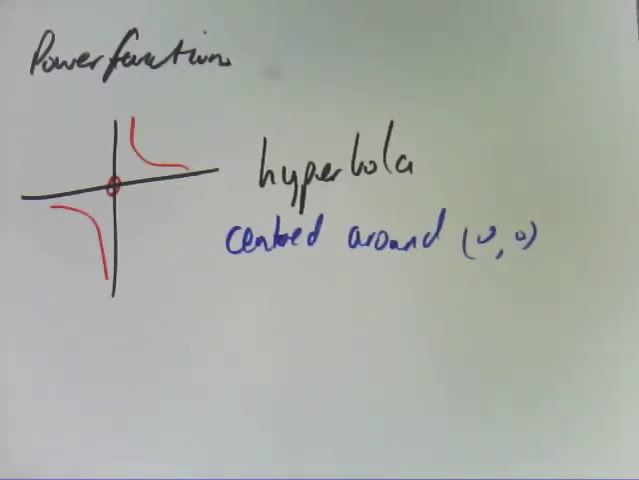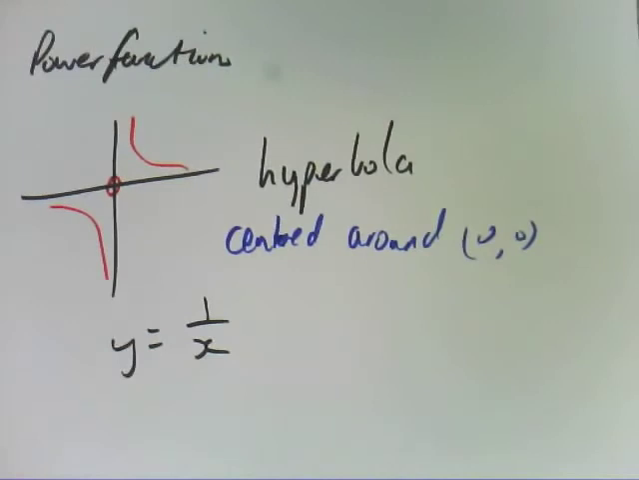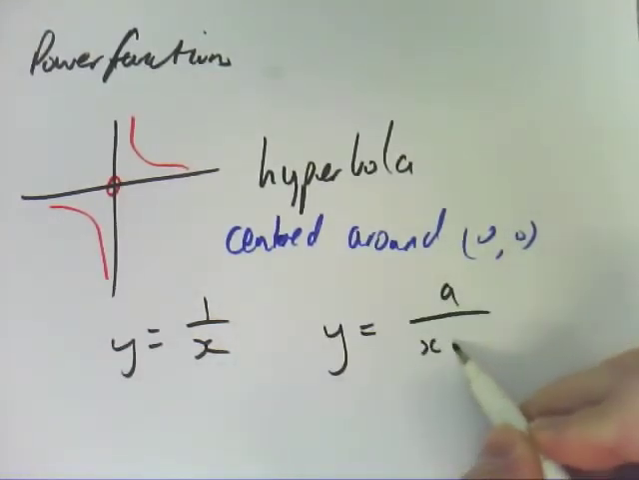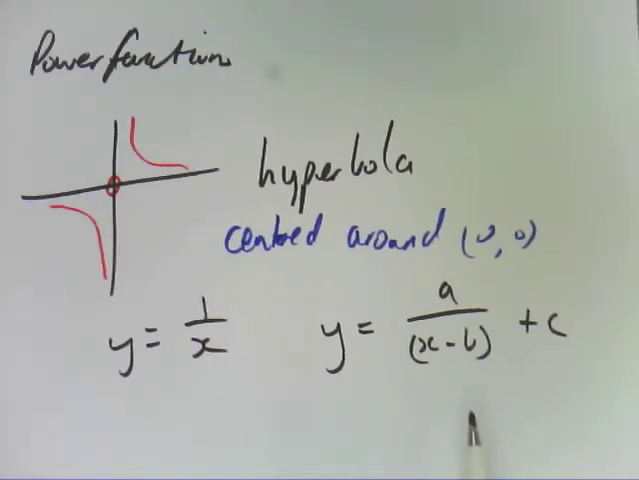So the standard form of that is 1 on x. If you're translating that, remember the translation we had A, B and C. If we apply that same principle, it's A over x minus B plus C. They all do the same thing. A is still your dilation factor, B is still your horizontal translation, and C is still your vertical translation. And you still have to reverse the sign of B when you bring it out.